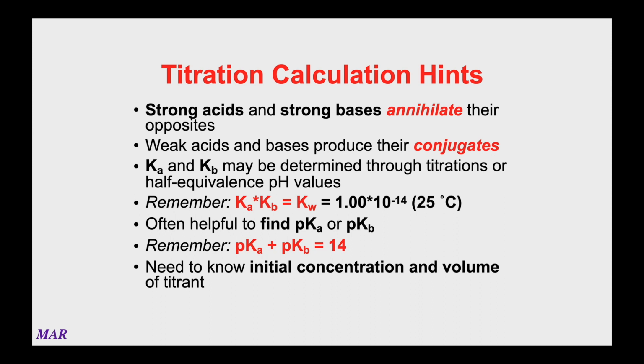You almost always need to know the initial concentration and volume of the titrant. Sometimes you can calculate it, but almost always you need to figure this out. Sometimes it'll be given to you, and sometimes you need to figure it out. You can also figure out the amount of titrant needed to reach equivalence, and we'll talk about these as we go through this section.